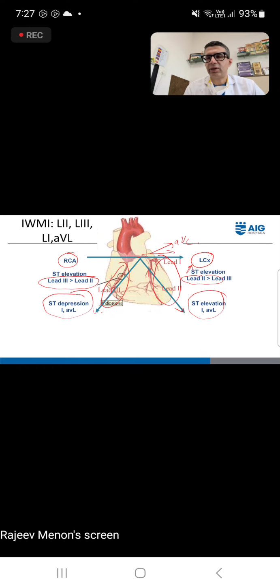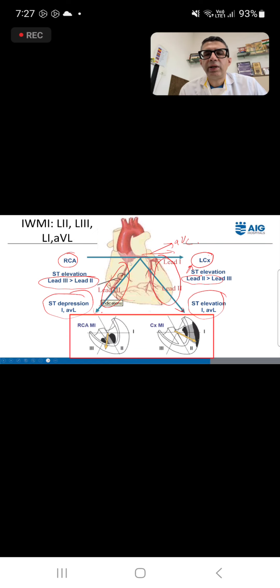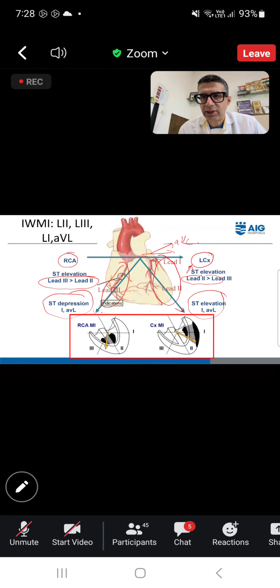Okay, so if you understand the concept of current of injury, it becomes very easy for you to understand where exactly the abnormality occurs. So this is to show you how the infarct is on the right side in RCA and on the left side in circumflex. Okay, is this clear? Is this concept of differentiating RCA and LCX clear?